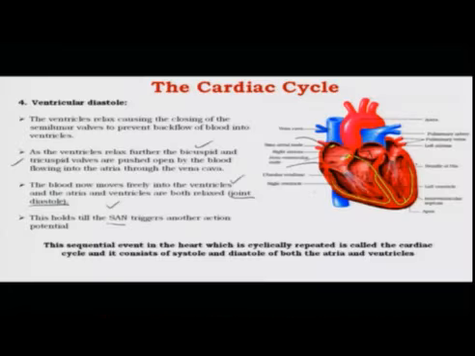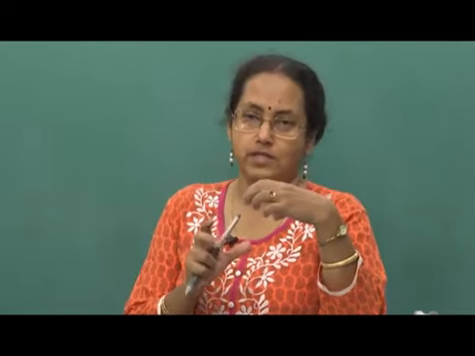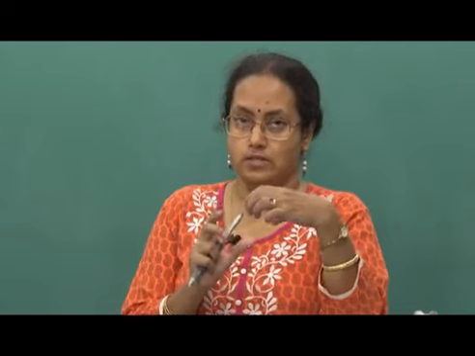So, this is what is written here. This sequential event in the heart, which is cyclically repeated, is called the cardiac cycle, and it consists of systole and diastole of both the atria and the ventricles. The only thing that you need to remember here, which is not obvious, is that the atrial diastole coincides or overlaps largely with the ventricular systole.